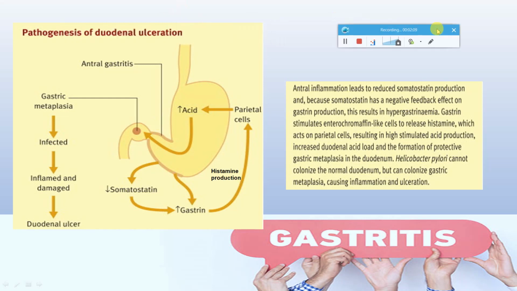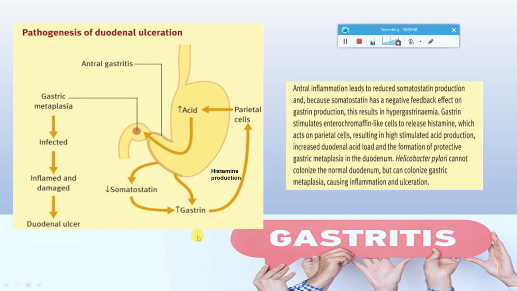So just to show you the pathogenesis, like what exactly happens. In case there is inflammation because of gastritis, during this condition there is a decrease in the production of somatostatin. Somatostatin and gastrin are inversely related. So once there is a decrease in the production of somatostatin, there will be an increase in the formation of gastrin. So gastrin is what produces the acidic condition.